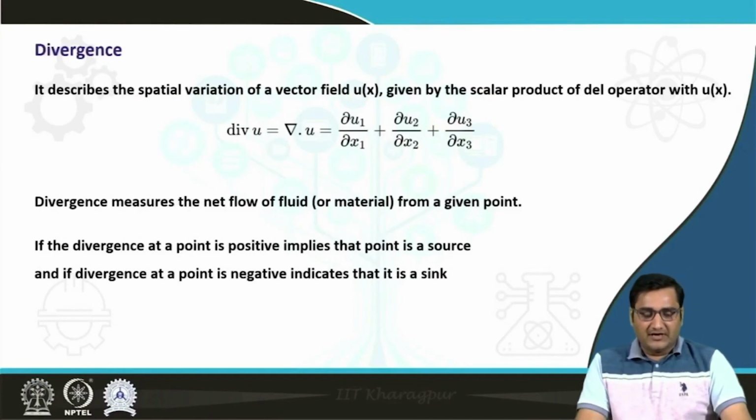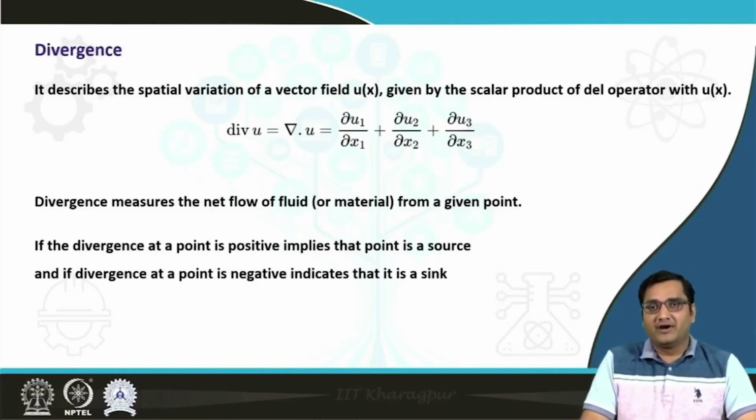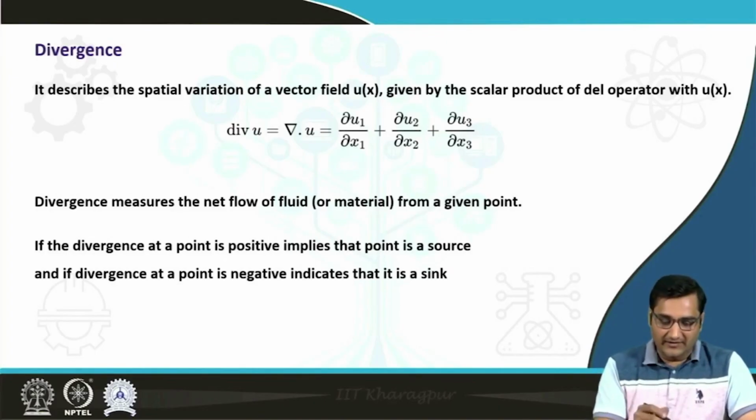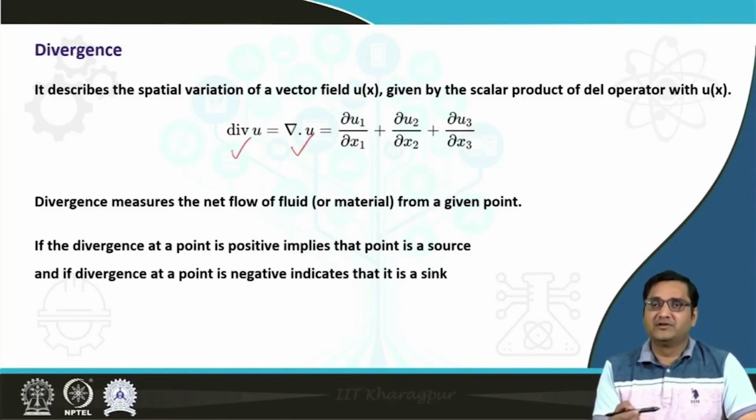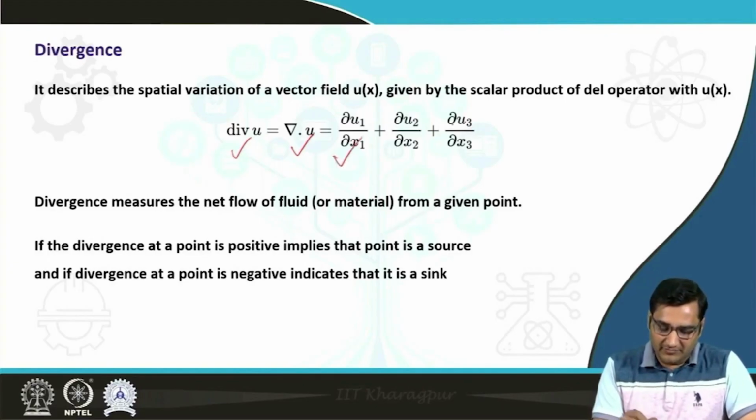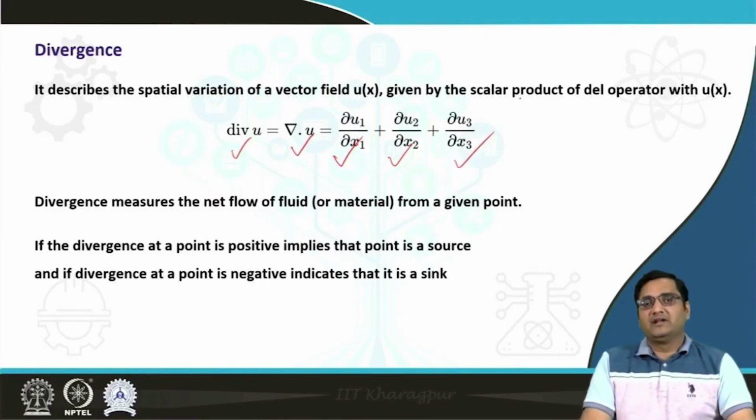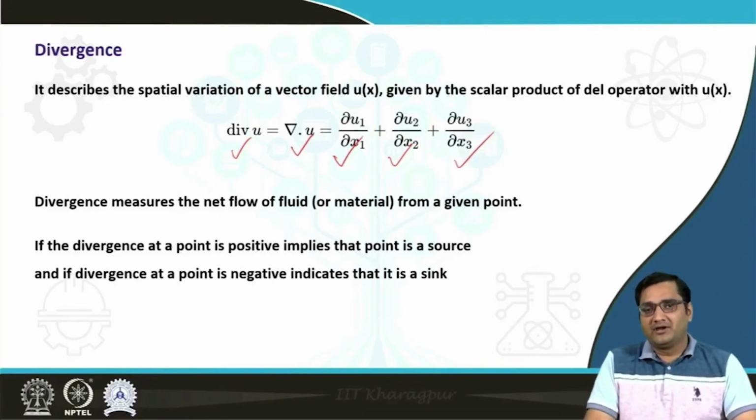And the divergence describes the spatial variation of a vector field u, and it is given by the scalar product, or the dot product, of the del operator with the vector field. It can be written in this form: divergence of u is equal to del dot u, and when we take the dot product, the vector field changes into a scalar quantity. Then it will be del u1 by del x1, plus del u2 by del x2, plus del u3 by del x3. And the divergence is basically used to measure the net flow of fluid from a given point. That means if the divergence at a point is positive, it implies that the point is a source.